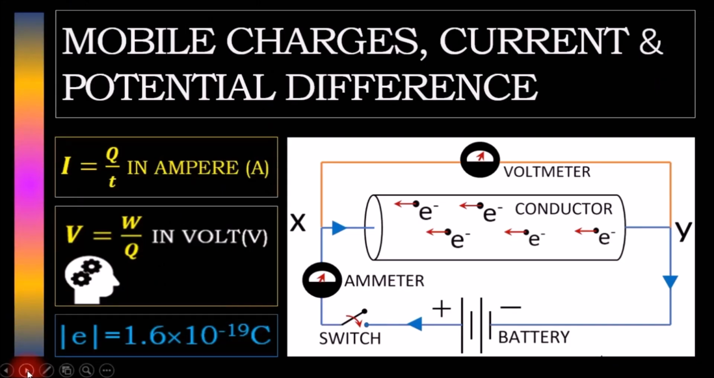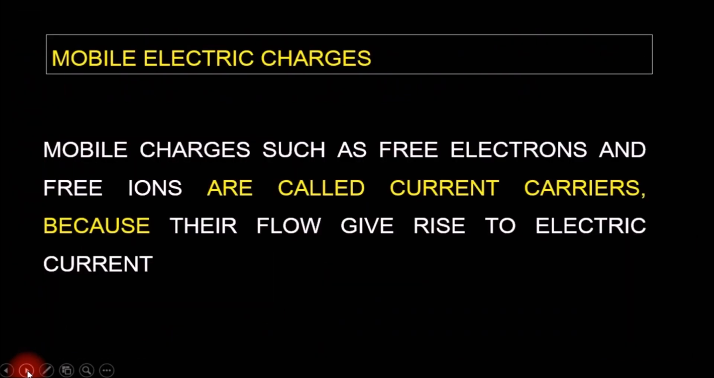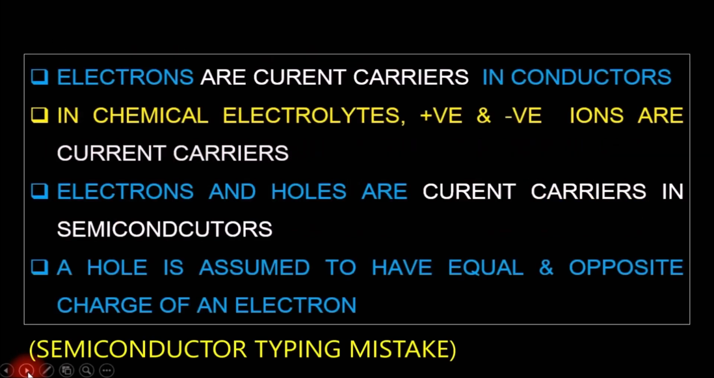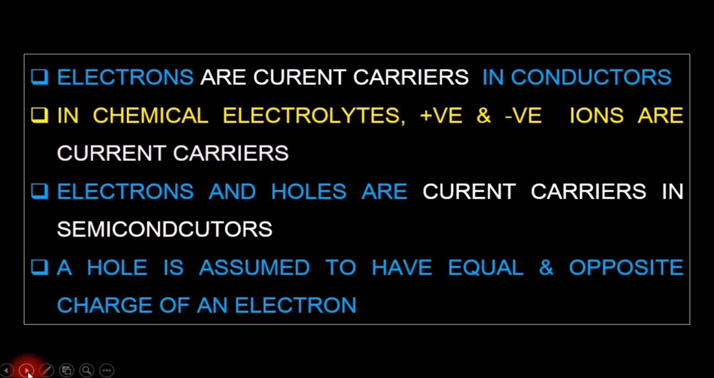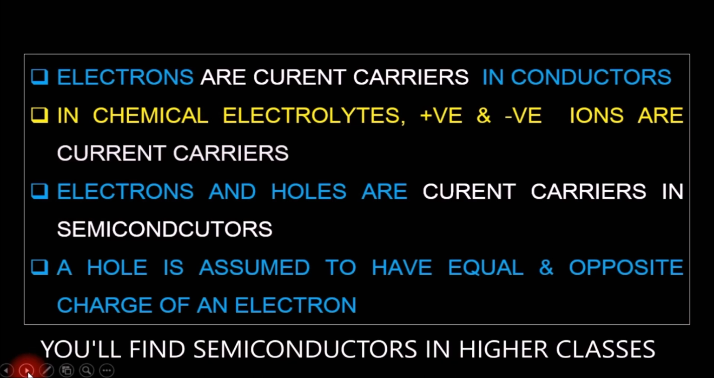Mobile charges, electric current, and potential difference. Mobile electric charges such as free electrons and free ions are called current carriers because their flow gives rise to electric current. Electrons are current carriers in conductors. In chemical electrolytes, positive and negative ions are current carriers. Electrons and holes are current carriers in semiconductors. A hole is assumed to have an equal and opposite charge to an electron.